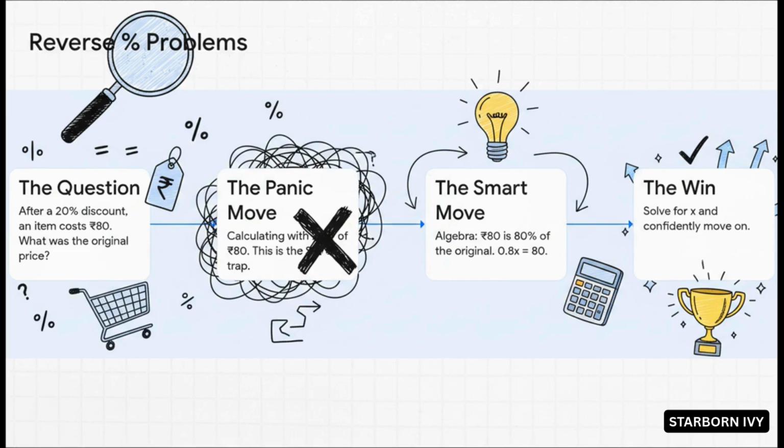They give you the final price after a discount. The panic move, the trap move, is to find 20% of 80. That's wrong. The smart move is to stop and think. Wait, if it's a 20% discount, then $80 is 80% of whatever the original price was. Then you just set up the algebra. 0.8 times x equals 80. Solve for x, boom, you win.